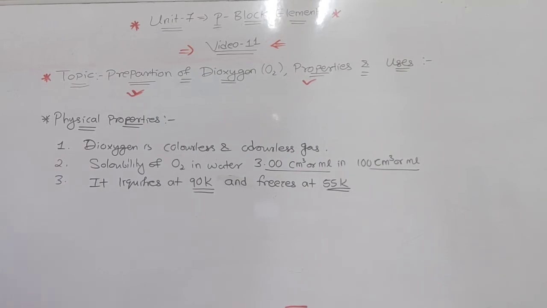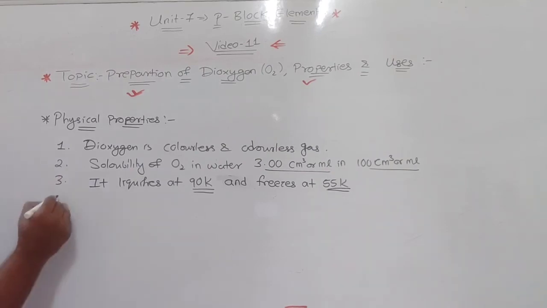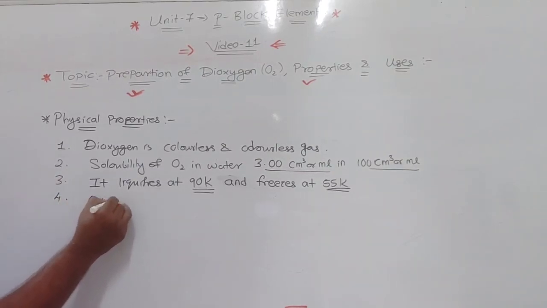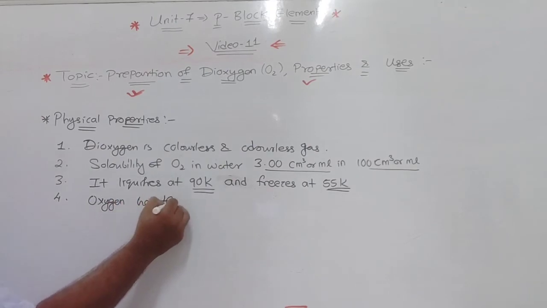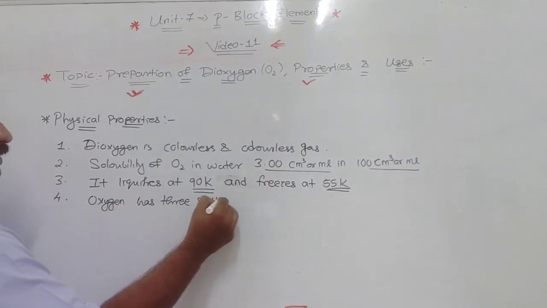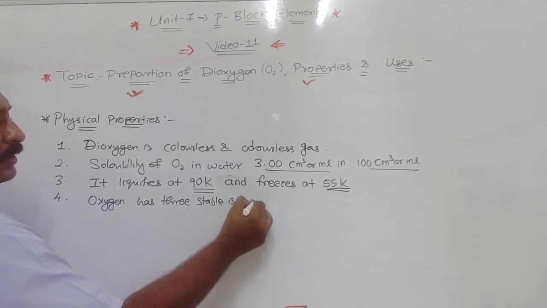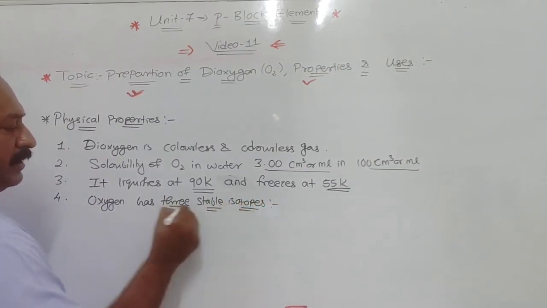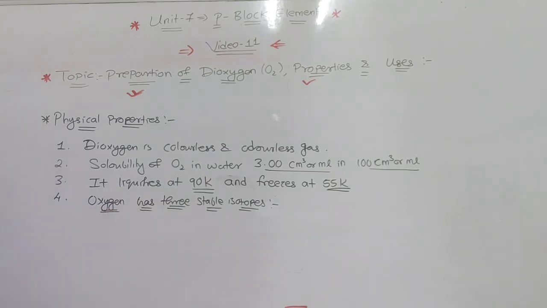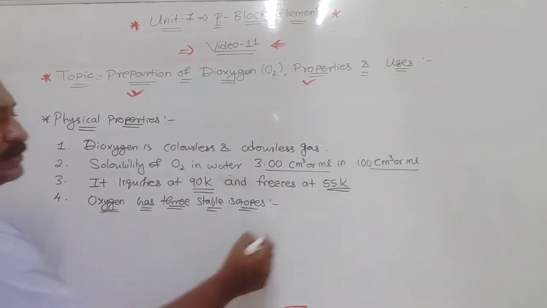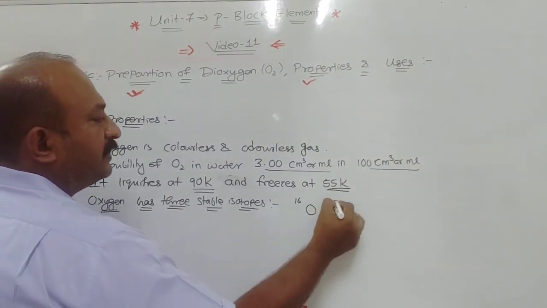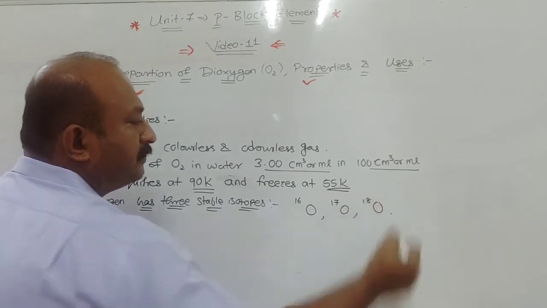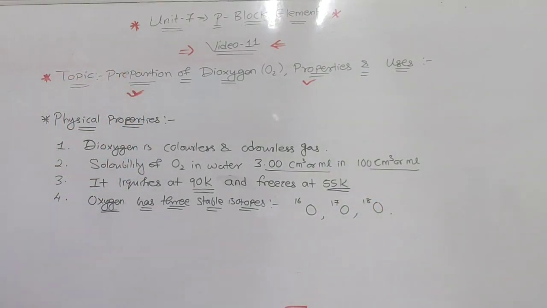Now oxygen has 3 stable isotopes. Isotopes you must have heard of: same atomic number but different atomic mass. So the 3 isotopes of oxygen are O16, O17 and O18. These are the 3 isotopes of oxygen.